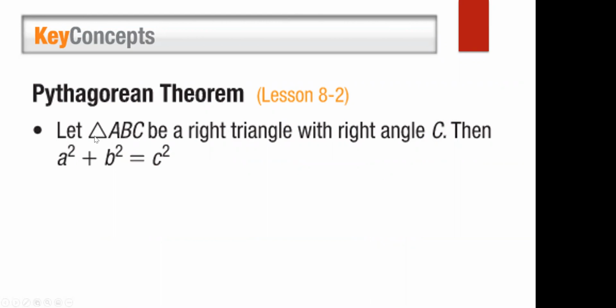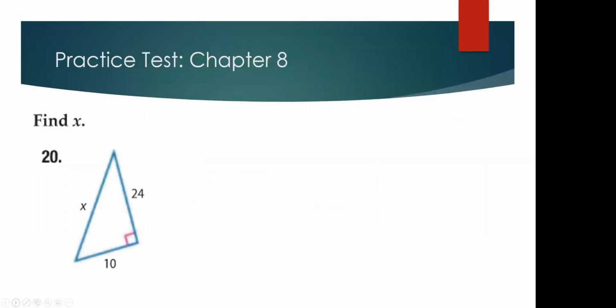It says, let triangle ABC be a right triangle. So this only applies to right triangles, okay? With right angle C, then a squared plus b squared equals c squared. So notice it said with right angle C. So here's our right angle, this is C. So this is going to be A and B. So C is always the hypotenuse. And if you look at the right angle, it's kind of pointing at the hypotenuse. That is always going to be C. A and B doesn't matter which value is A, which value is B, but C is the one that matters, okay? All right, so let's look at some of these problems.